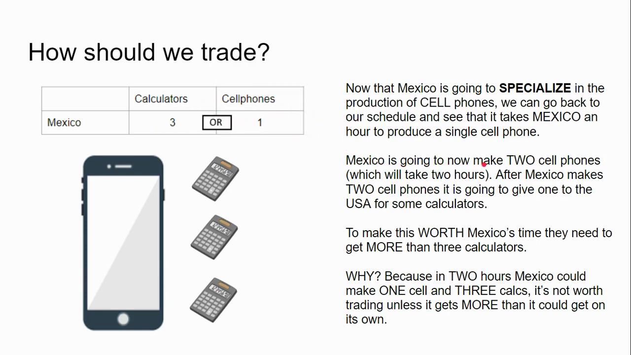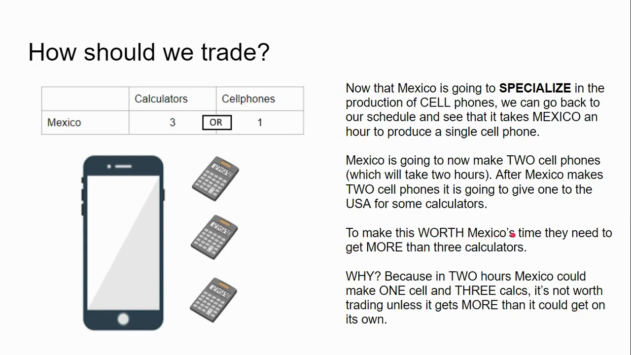So Mexico is now going to make 2 cell phones, right? Because they're going to want a cell phone and they're going to want to trade a cell phone to the United States. So it's going to take them 2 hours of work. In 2 hours they'll make 2 cell phones, right? If in 1 hour they could make 1 cell phone, then in 2 hours they can make 2 cell phones. After Mexico makes 2 cell phones, it is going to give 1 to the USA for some calculators, right? Mexico is going to take one of the 2 that they make, give 1 to the USA, and they're going to want some calculators in return.